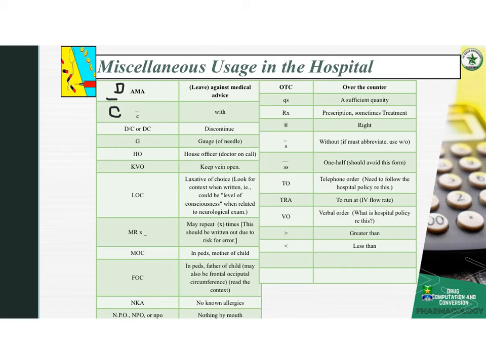Your G is for the gauge of the needle. Then your HO is the house officer or doctor on call. Your KVO stands for keep vein open. So that's around 10 to 15 drops per minute ang KVO, para mo open lang ang vein.